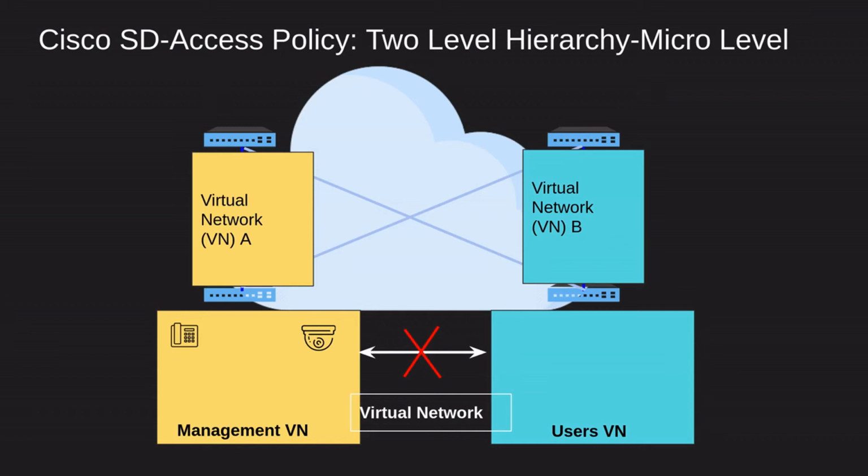Hey guys, in this video we are going to go over micro segmentation within the SD access policy. In the previous video we went over macro segmentation, which is segmenting via virtual network or VN, and these virtual networks are done via VRF. But what if we want a more granular segmentation? We can do that via micro segmentation.